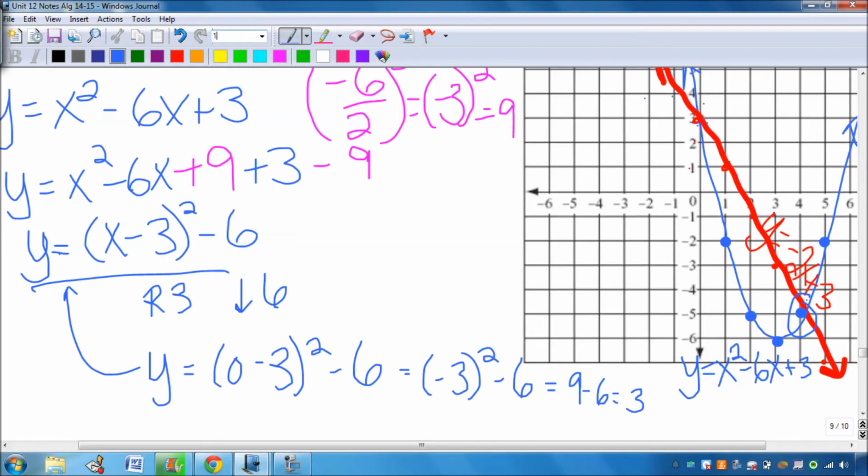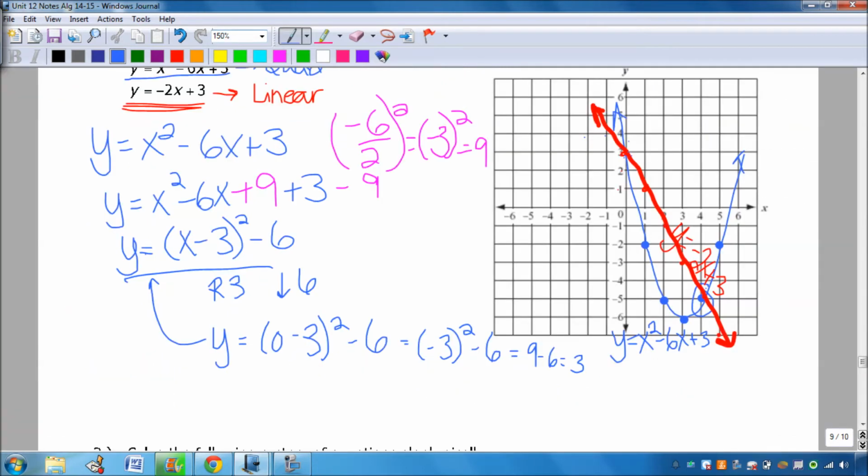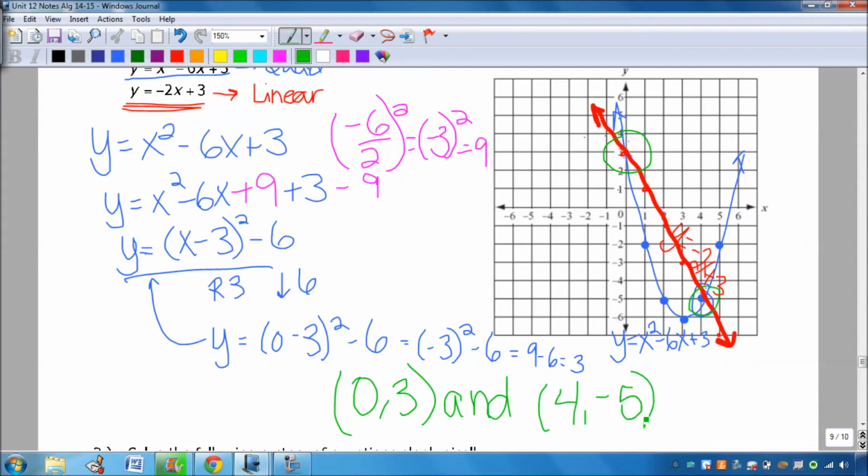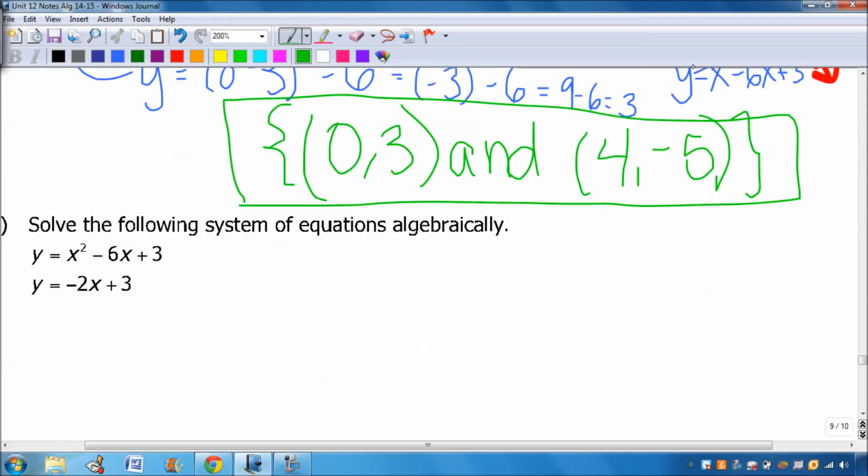So then I'm going to write out my final answer. My final answer is where my 2 graphs intersect with each other. And those 2 graphs intersect with each other at 0, 3 and at 4, negative 5. So those are my 2 answers. And since it's a set of answers, I've got a solution set, and I'm good to go for that question.